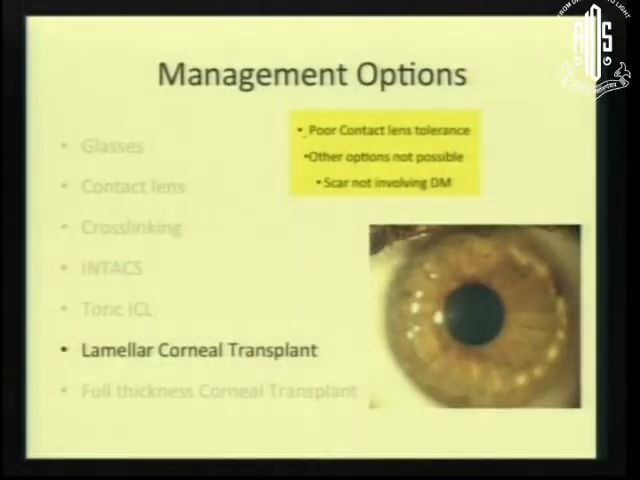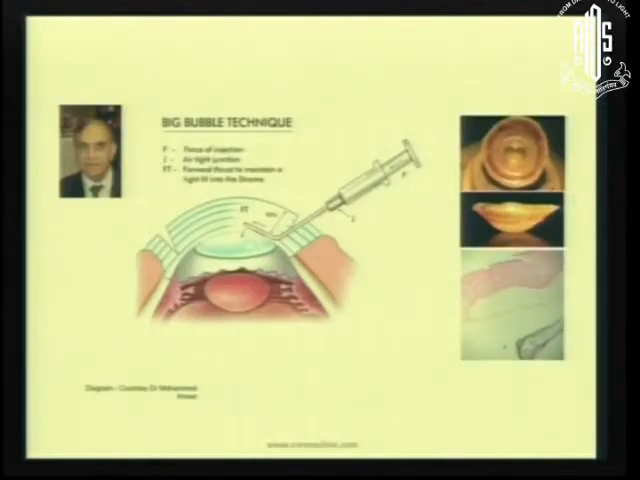The next option is doing some form of corneal surgery. When the keratoconus or the ectasia becomes very advanced and the patient is unable to wear contact lens or not able to tolerate the contact lens, and you don't have any other option, and there are no scars involving the Descemet's membrane, in this situation, we should consider doing a lamellar corneal surgery.